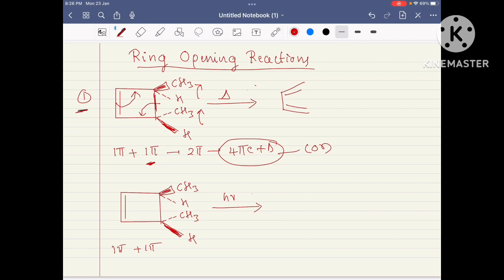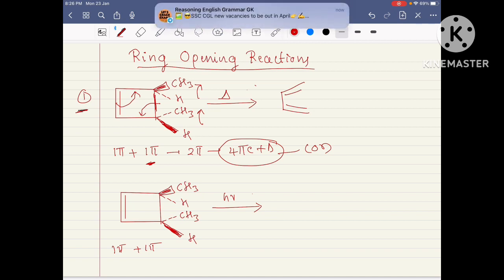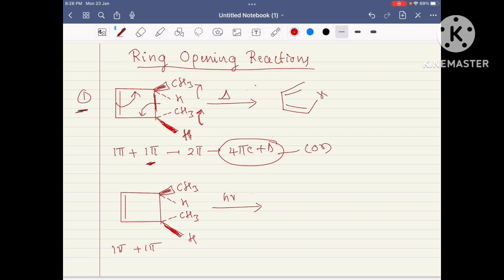In the ring closing reaction, these substituents were in a plane, but here they are not in a plane. This wedge indicates that this is above the plane. This dash indicates that it is below the plane. So when we are moving in this direction, the group above will come inside. So I will write H and CH3 here. And when we are moving in this direction, the group above goes outside and H comes inside. This is the product.